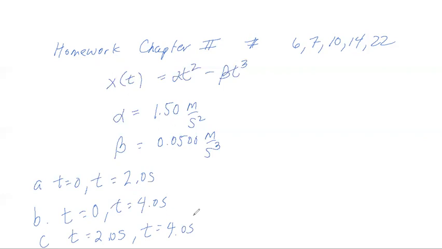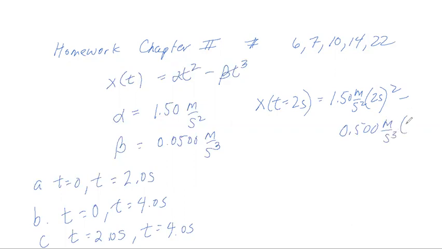All right, so x at t equals 0 is 0. And x at t equals 2 seconds is going to be equal to 1.50 meters per second squared times 2 seconds quantity squared minus 0.500 meters per second cubed times 2 seconds quantity cubed. That's going to be equal to 2.8 meters per second. So A is 2.80 meters per second.